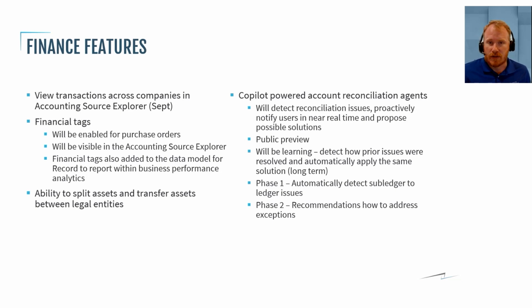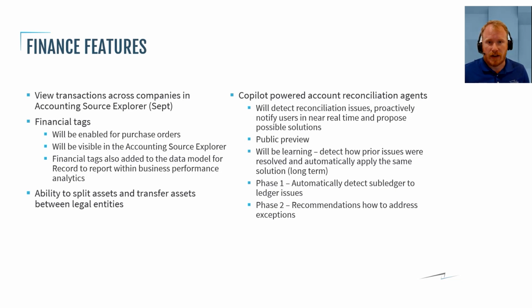We also have several updates coming in the financial tags area. Financial tags will now be enabled for purchase order invoices. And this will allow you to see information like the PO number or the vendor name and the subledger without having to use a financial dimension to track that information.